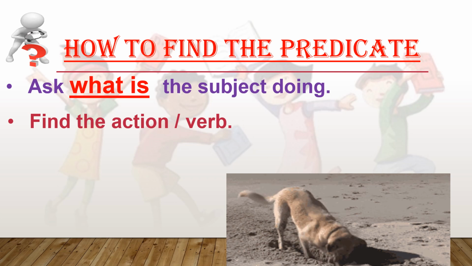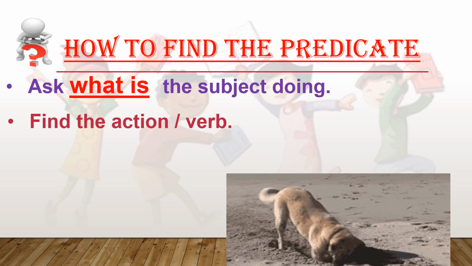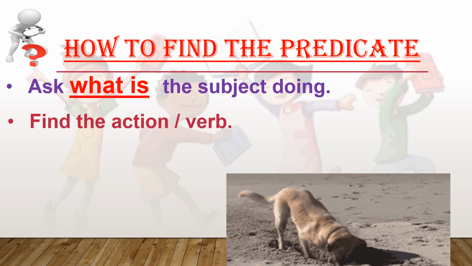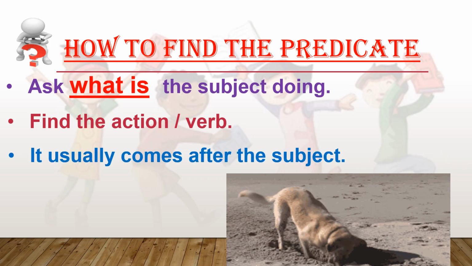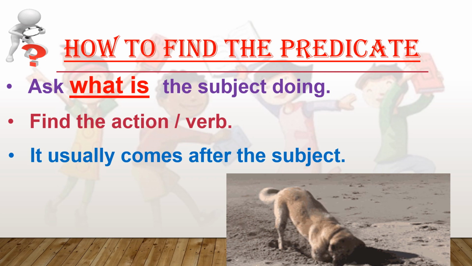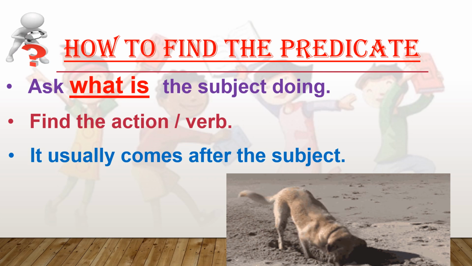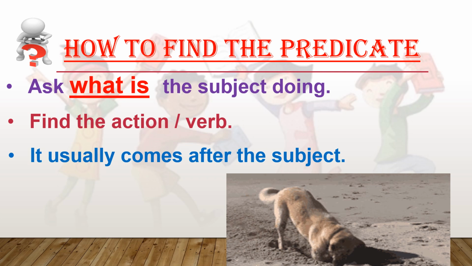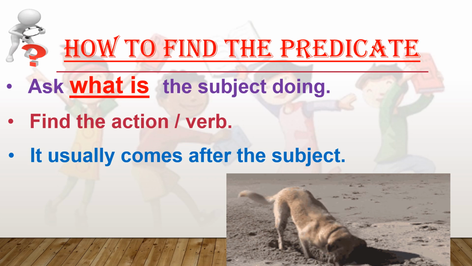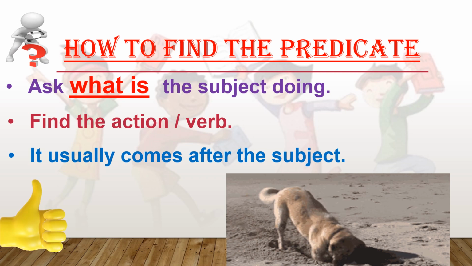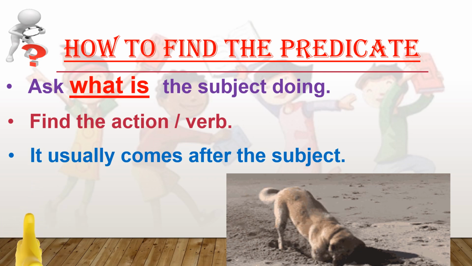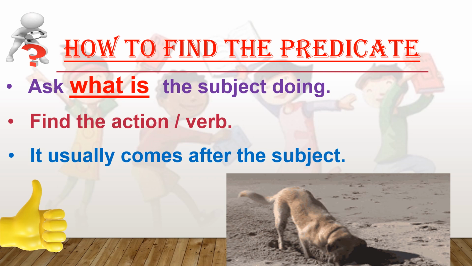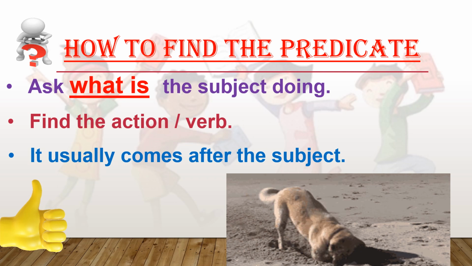Find the action or the verb in the sentence because the predicate begins with that. It usually comes after the subject. So even if you've marked out the subject, the rest of the portion is the predicate in the sentence. Just follow these simple tips and I'm sure you will get the answer to what the predicate of the sentence is.